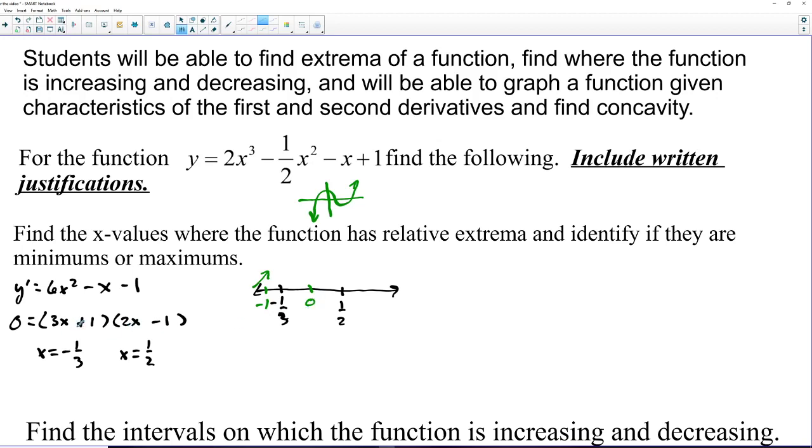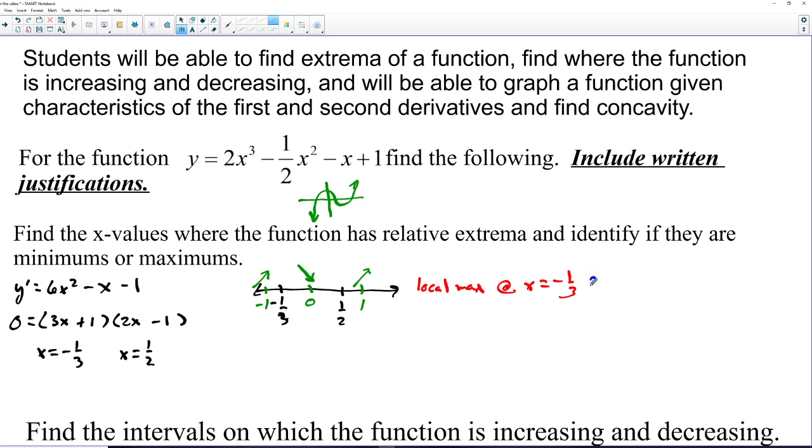So let's plug 0 in, and we have positive times a negative. That's a negative. So the function is decreasing. And then if we plug 1 in, we get a positive times a positive, and now the function is increasing. So now we have a local maximum, and that's happening at x equals negative 1/3, and we're going to give a justification for that.